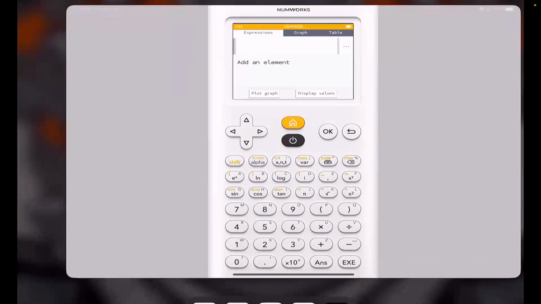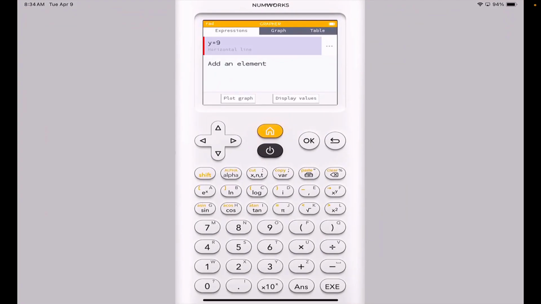So the first one is y equals 9. Order doesn't matter. The first one, they usually give the color red, second one blue. So all that matters will be the colors. So if you accidentally put the wrong one in first, it's okay. It's just your colors will be different. Okay.